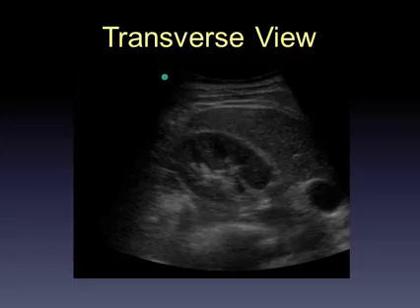And here they are in the transverse view. Just note the roughly circular appearance of the kidney. So we find the transverse view by attaining the longest longitudinal view and then just rotating the probe 90 degrees with the probe marker pointing towards the roof or the anterior of the patient.